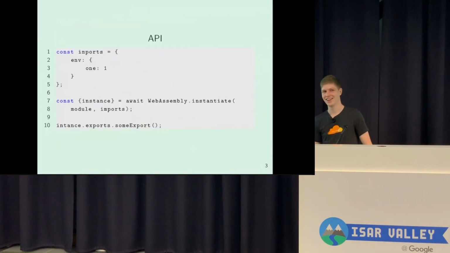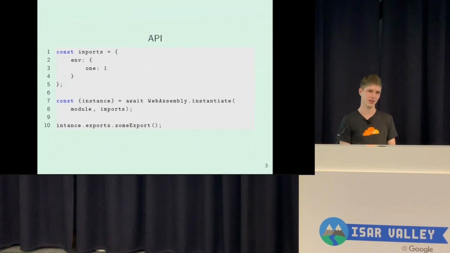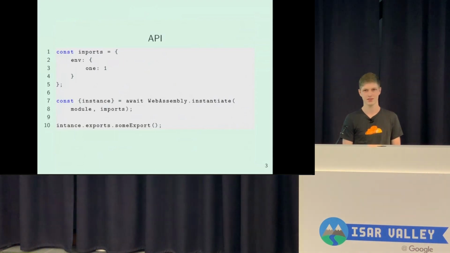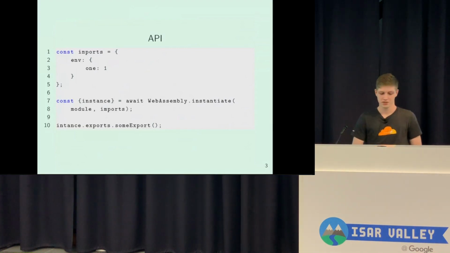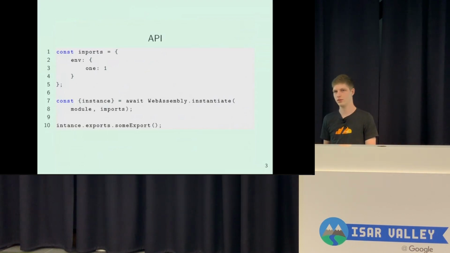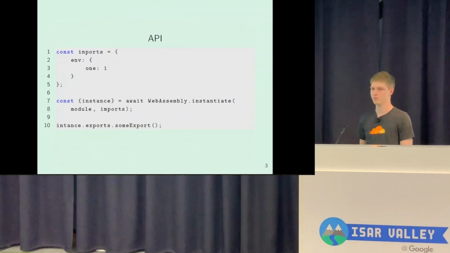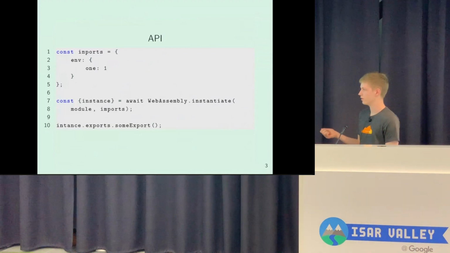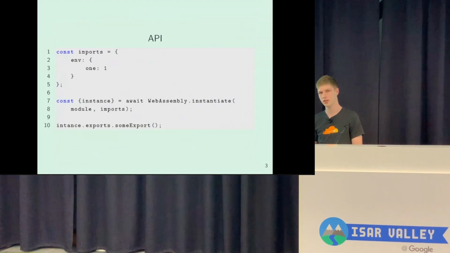Cool. So I want to start with, has anyone already instantiated a WebAssembly module using the JavaScript API? A couple of you? So basically, on the first line, you have an import object where you need to specify what the WebAssembly needs. So functions, numbers, whatever. And then I will go into a bit more detail after that. And on line 7, this is where the magic happens. You actually instantiate the module.